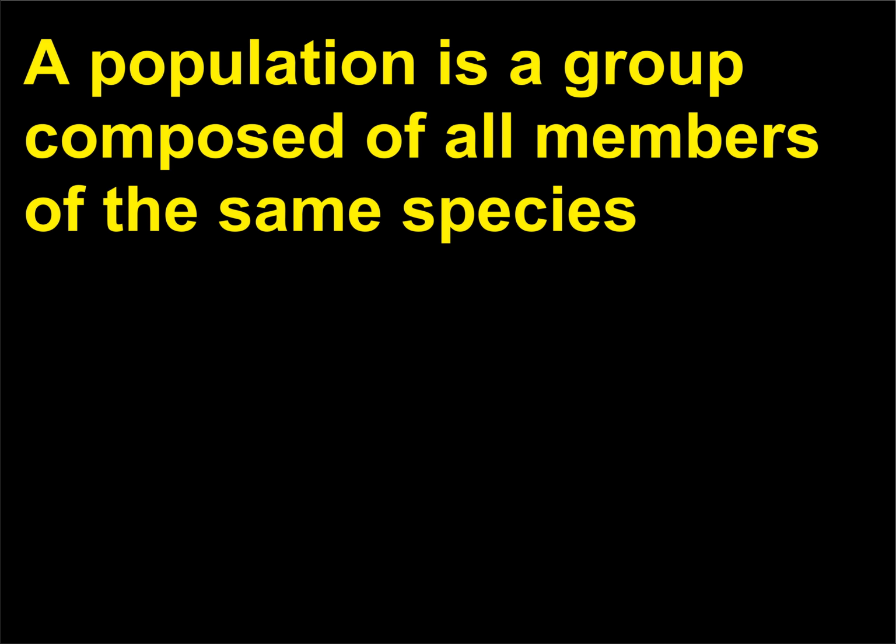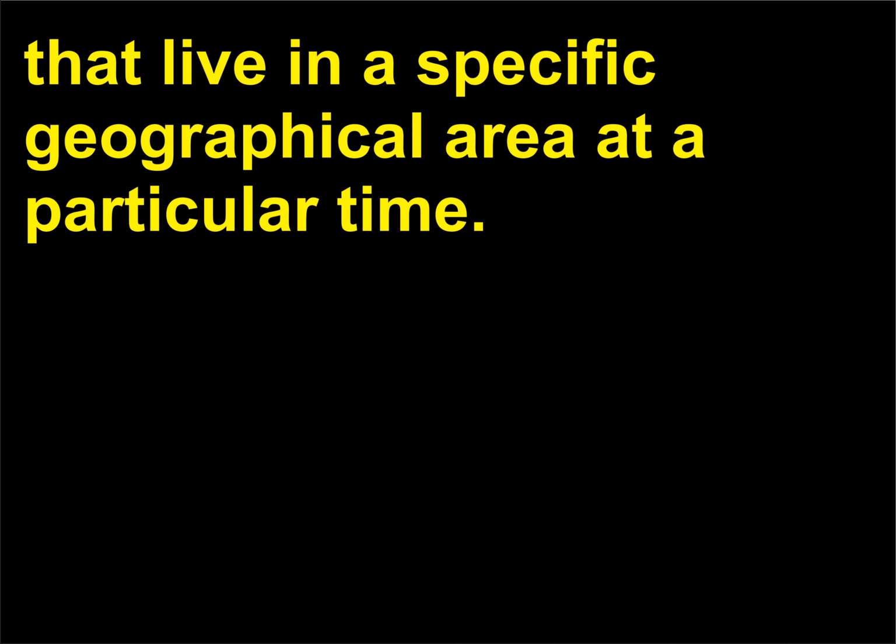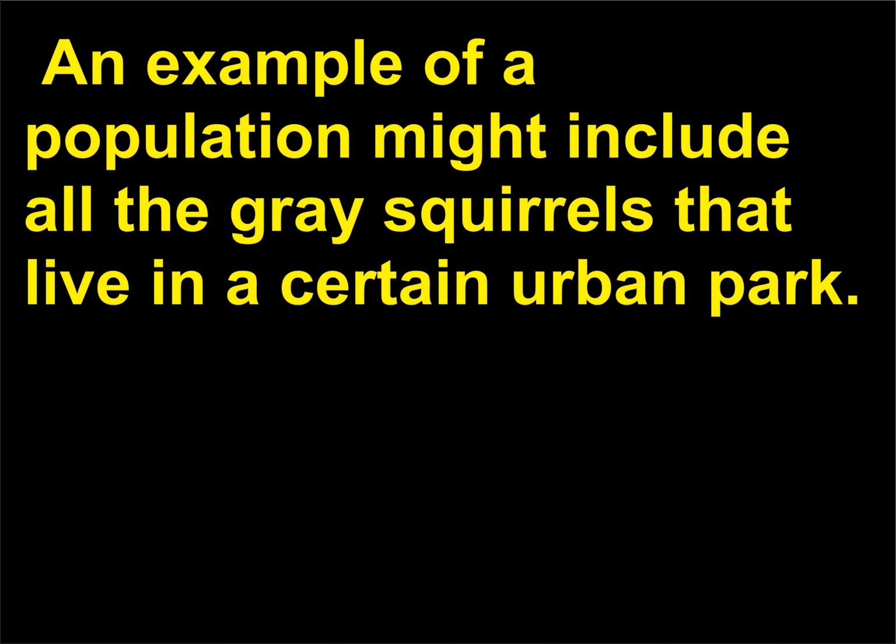A population is a group composed of all members of the same species that live in a specific geographical area at a particular time. An example of a population might include all the gray squirrels that live in a certain urban park.